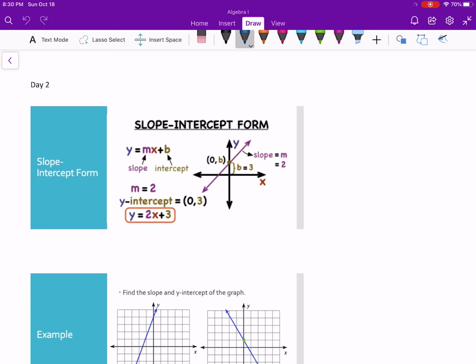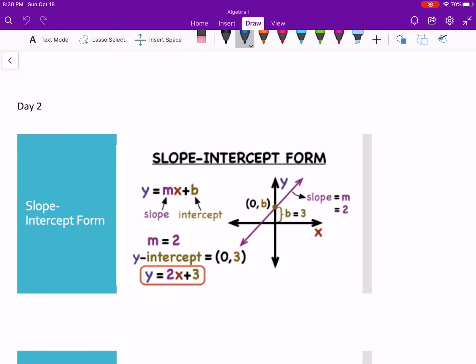This is section 2.1, Slope-Intercept Form, day 2. So on day 1, we talked about figuring out slope, which we said was rise over run, or the change in y over the change in x. And today we're going to take it a step further and talk about slope-intercept form of a line.